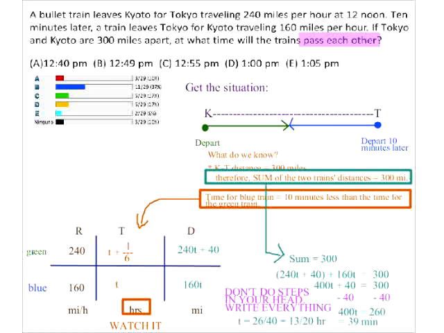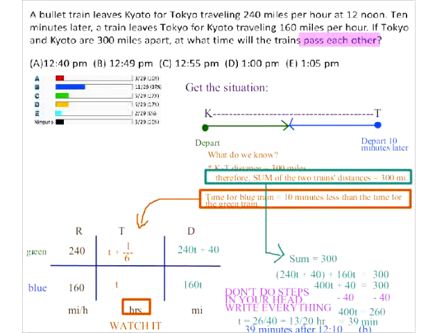But notice this is 39 minutes after this departure, because t is the time for the blue train. So the blue train started at 12:10, not at 12 o'clock. So it's 39 minutes after 12:10. So that's B. If we were evil people, we would have had 12:39 as an answer choice. This is one of the problems in our strategy guide. But we, I guess, decided not to be that evil.